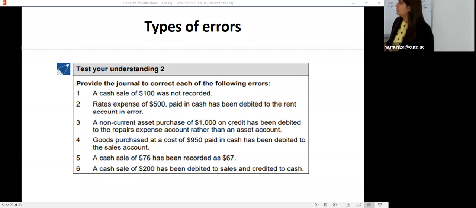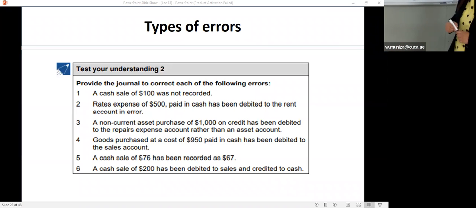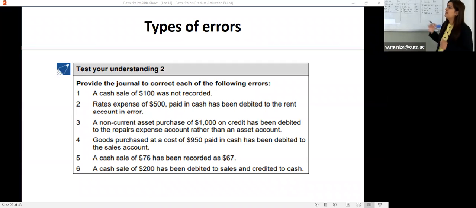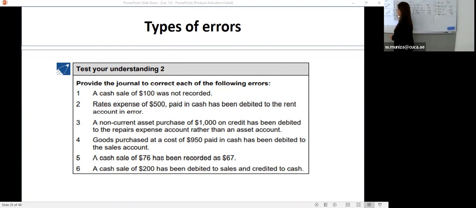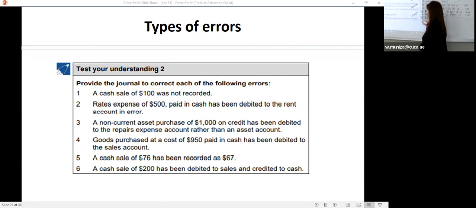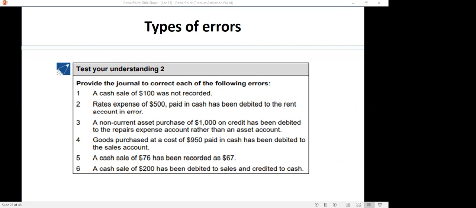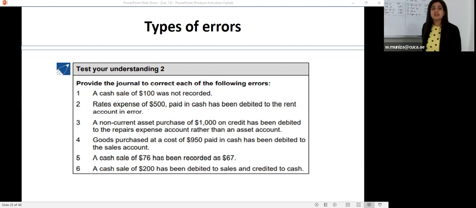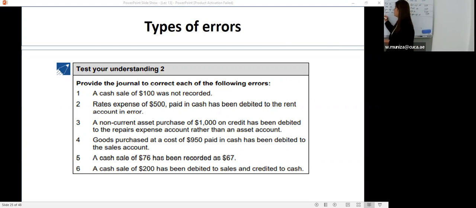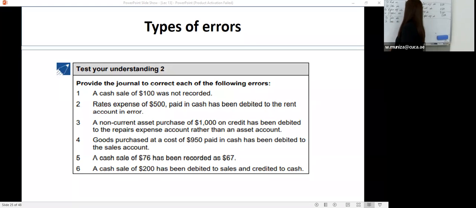$1,000. The next one, students, number 4, goods purchased at a cost of $950, paid in cash, has been debited to the sales account. Students, when we do purchase the goods on cash, what is an accounting entry? Debit purchases account, and credit cash account. So the amount should have been 950. Instead of debiting purchases wrongly, we have debited sales account. And credit is cash. In credit, there is no mistake with an amount of 950.